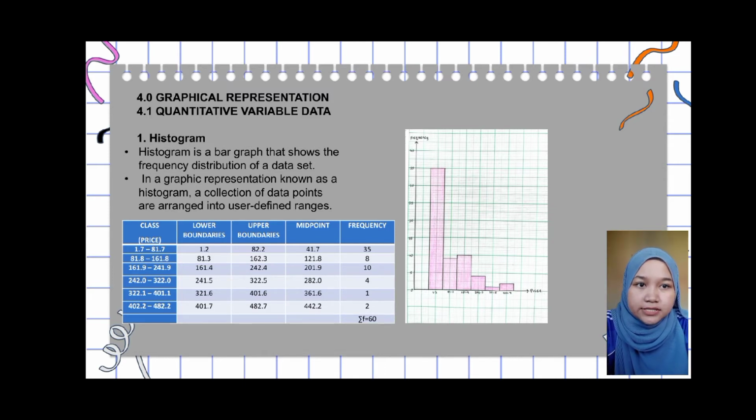Graphical representation. Quantitative variable data. Histogram. A histogram is a bar graph that shows the frequency distribution of a data set. In a graphical representation known as a histogram, a collection of data points is arranged into user-defined ranges. So this is our histogram graph of price.